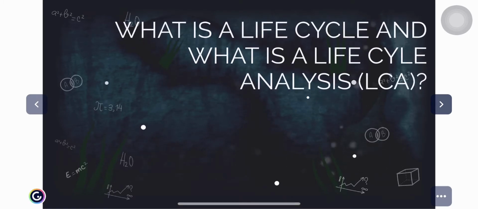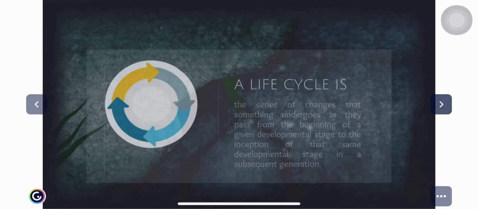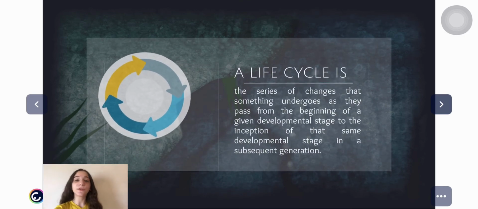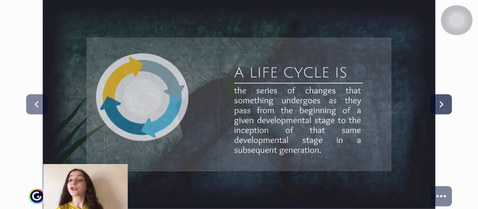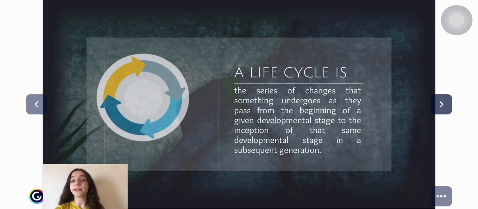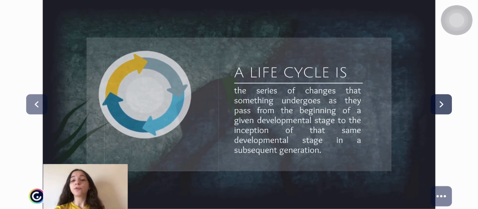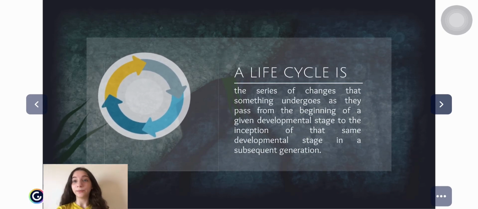What is a life cycle and what is a life cycle analysis? A life cycle is the series of changes or growth that someone or something undergoes as they pass from the beginning of a given development stage to the inception of the same developmental stage in a subsequent generation repeatedly.